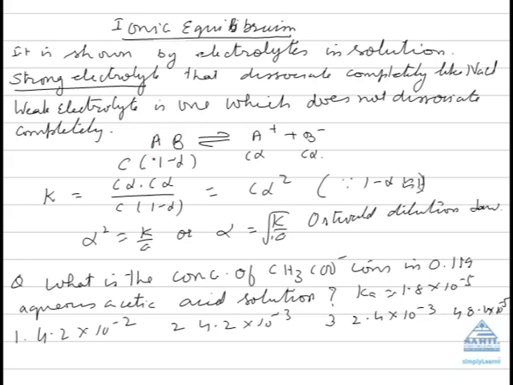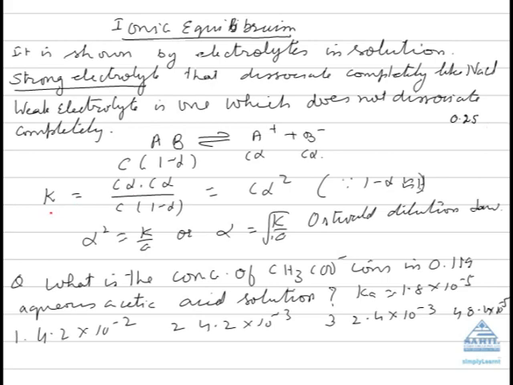Let us consider a weak electrolyte AB which dissociates to give A ions and B ions. Suppose the concentration of AB is C moles per liter and alpha is its degree of dissociation. By degree of dissociation we mean out of 1 how much has dissociated. For example, the degree of dissociation of a particular electrolyte is 0.25. It means out of 1 mole only 0.25 mole dissociates.